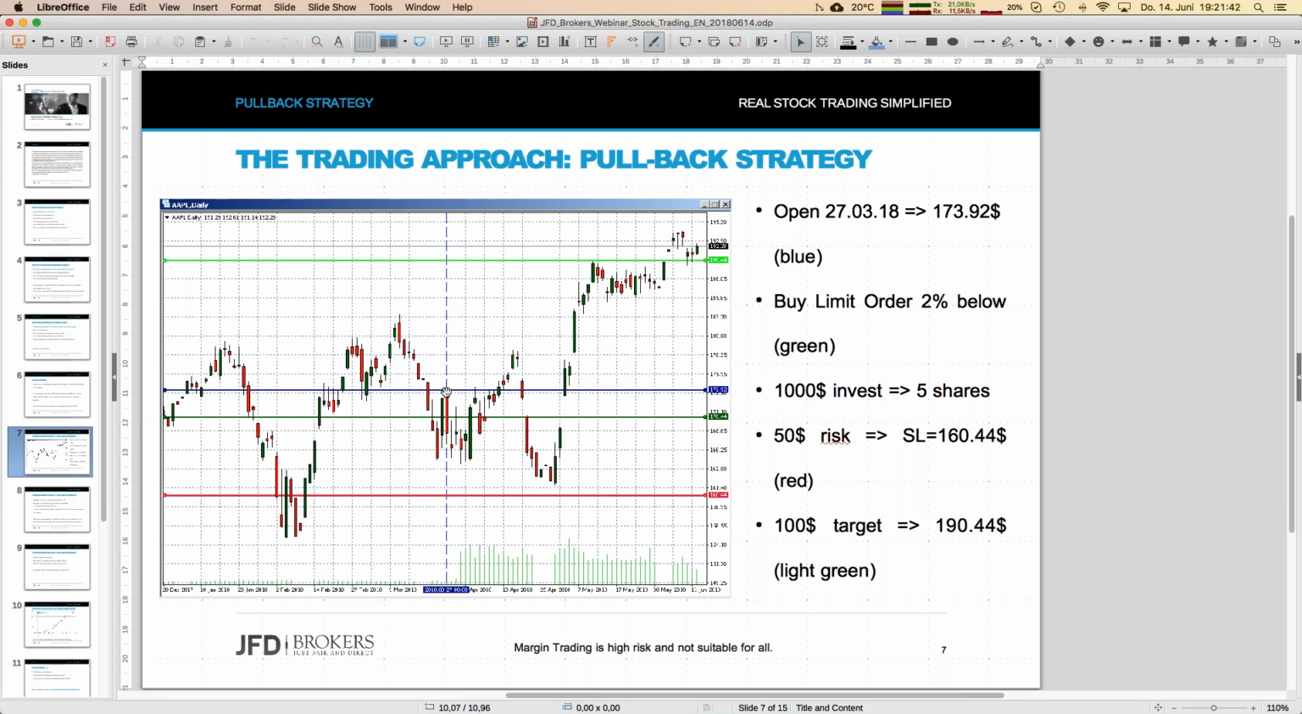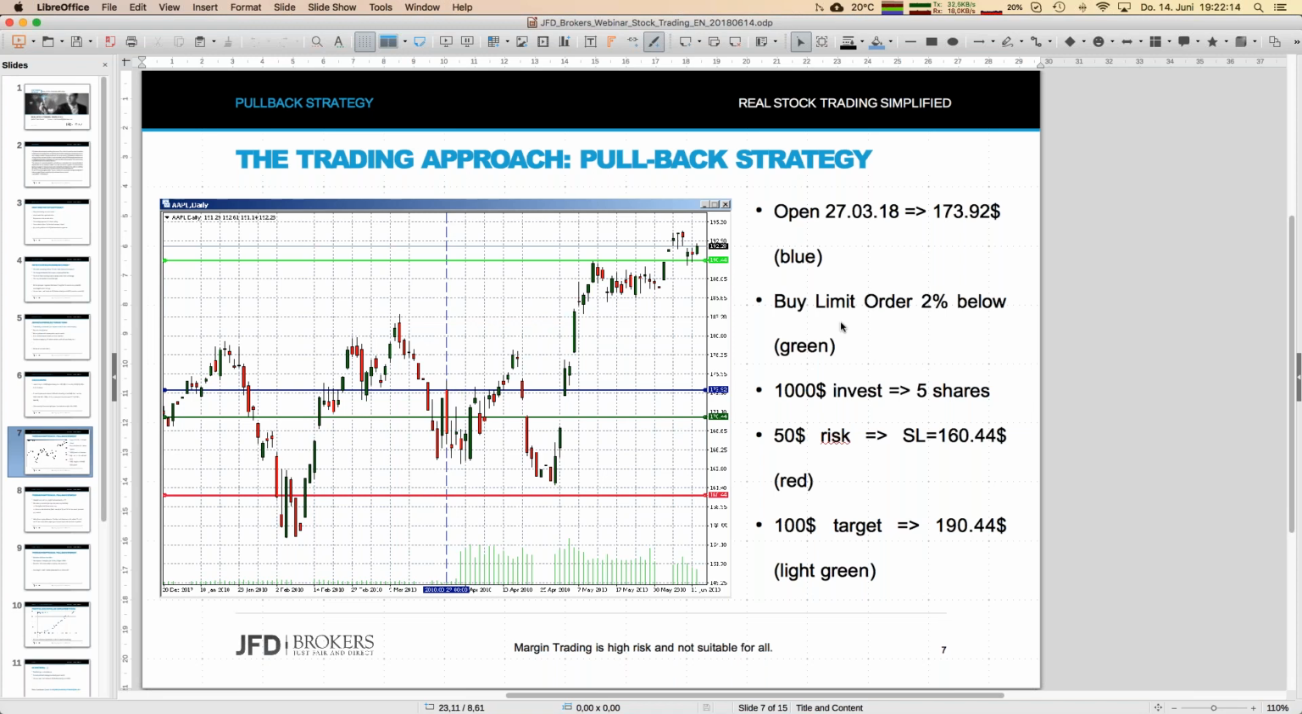Based on that open, we place the buy limit order, in my case here 2% below the open. If you do the math, you end up with 170.55 to be exact, and that's the green line. So at the open of the market at 3:30 German time, we place that order.